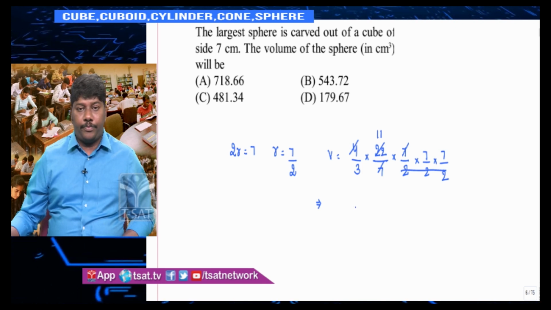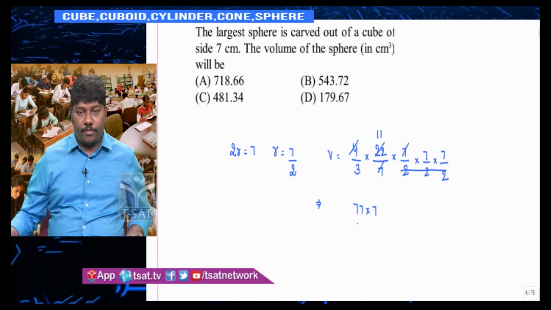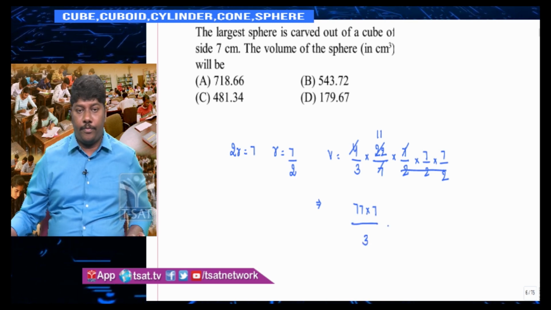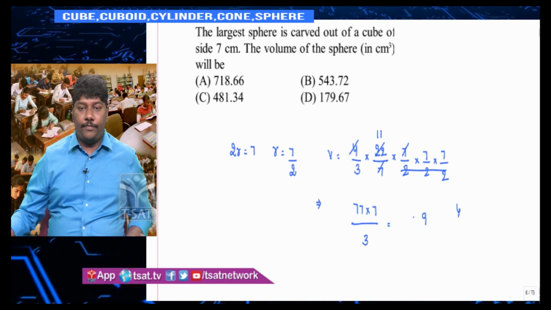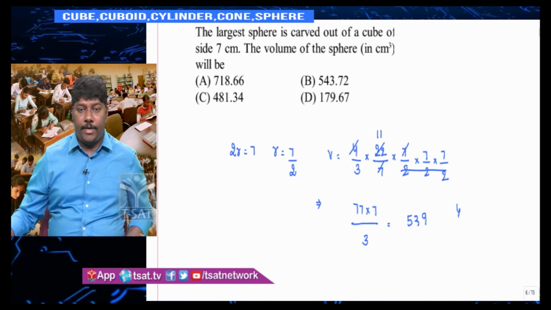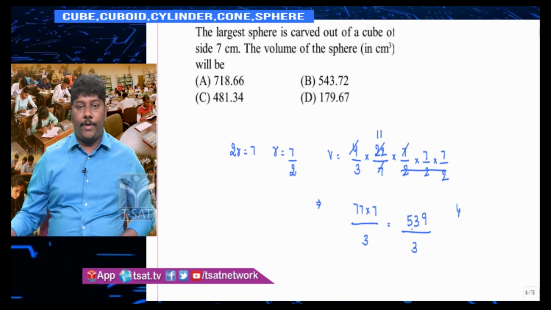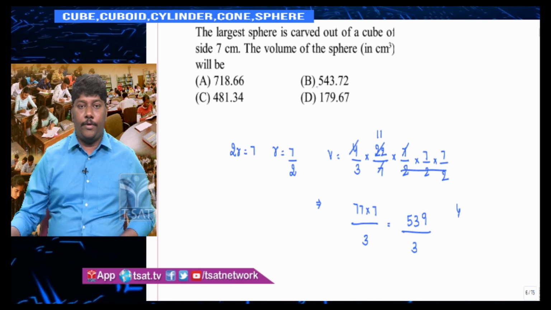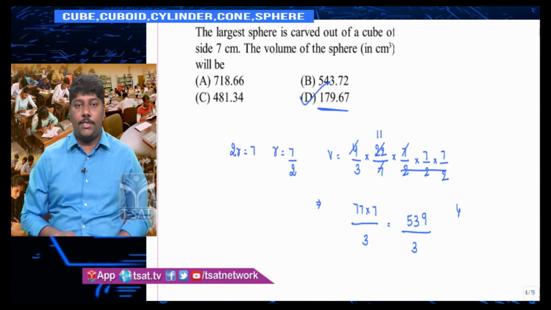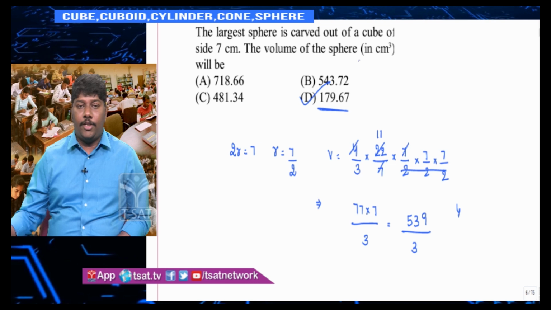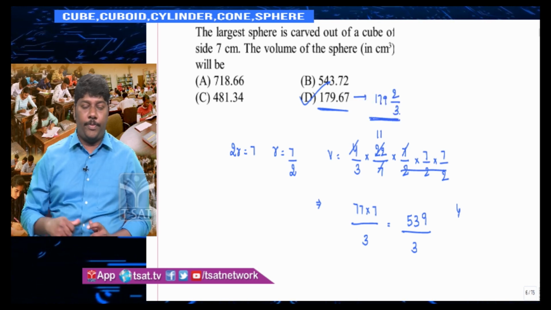77 into 7, by 3. 77 into 7, 7 7s are 49. 49 plus 4, 539 by 3. Look at the approximate value. If I take it as 540, it would have been 180. Therefore, it is a little less than 180, that is 179.467 or 179 2 by 3, which is the volume of the sphere.